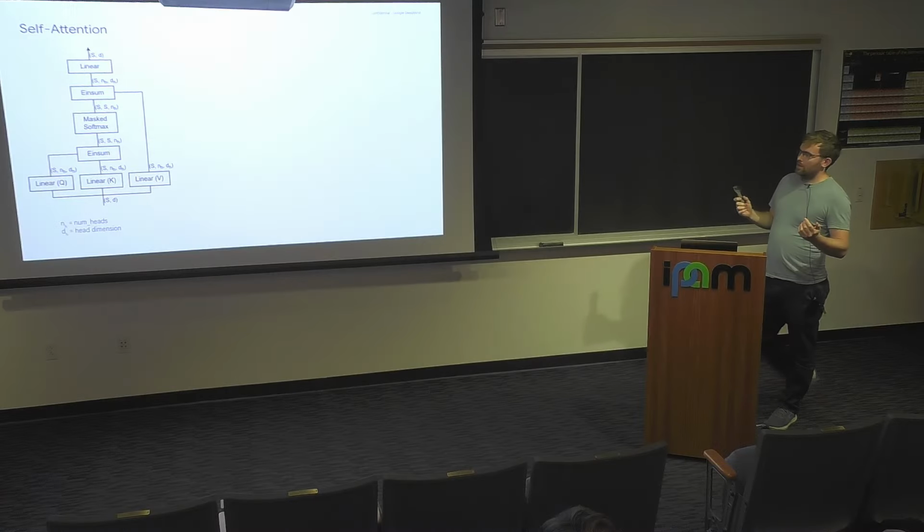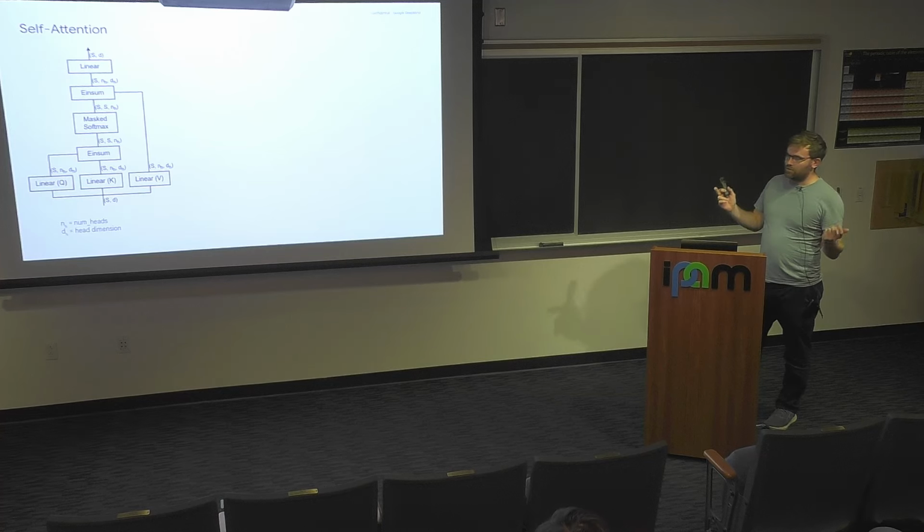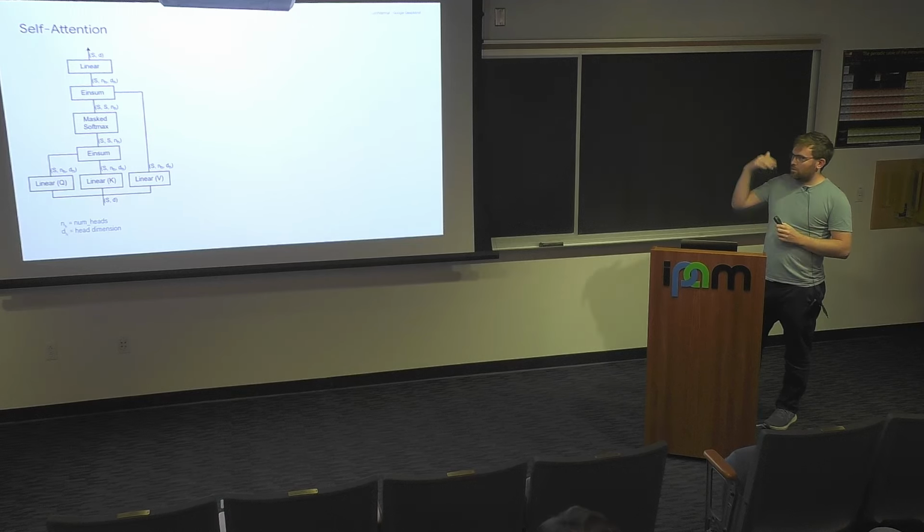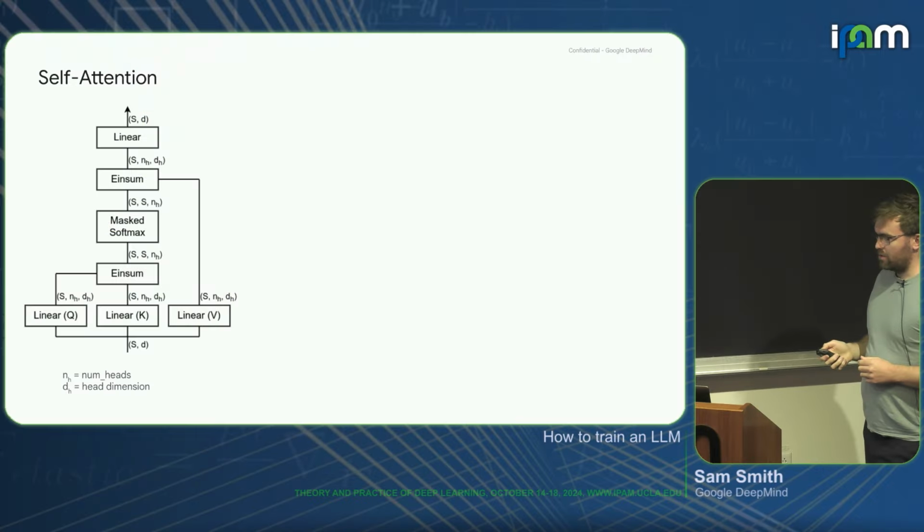Then we take the outer product of 2 of those linear layers in this einsum to get the attention matrix of shape sequence length by sequence length. We apply the softmax, and then we combine that attention matrix with the other path to get the output of the correct shape. So that's the operations that happen.